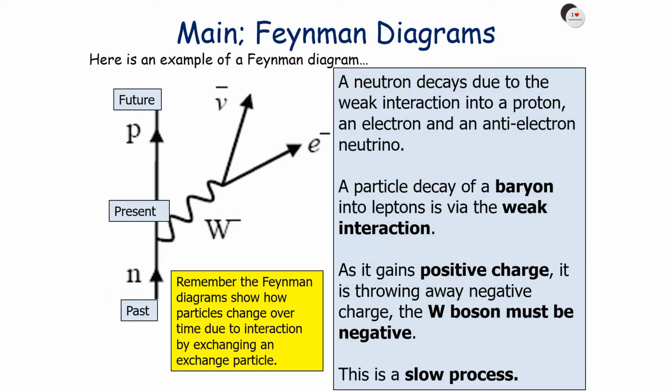In this example, a neutron decays due to the weak interaction into a proton, an electron, and an anti-electron neutrino. Now this particle decay involves leptons and it involves a particle change in type, so it must be via the weak interaction, so it's a slow process. But if you think about it, you start with a neutral baryon, a neutron, and it turns into a positive baryon, a proton, so you can think of it that the neutron has thrown away its negativity, so the exchange particle must be the W-.